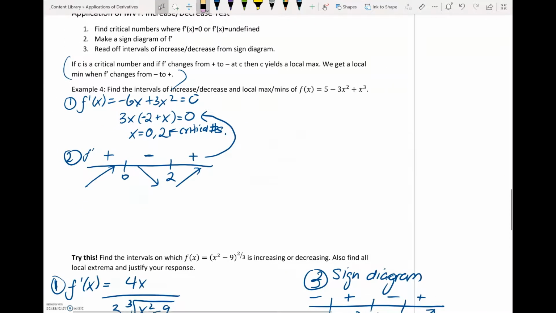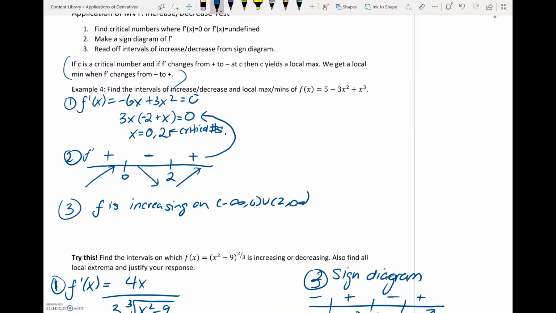So what does this mean? Well, we can determine if f is increasing or decreasing by just looking at our diagram. So f seems to be increasing whenever f prime is positive, and this happens in between negative infinity to 0 and 2 to infinity. And then f is decreasing whenever f prime is negative, and this is in between 0 and 2. So let's write all this down. So f is increasing on negative infinity to 0 and 2 to infinity.